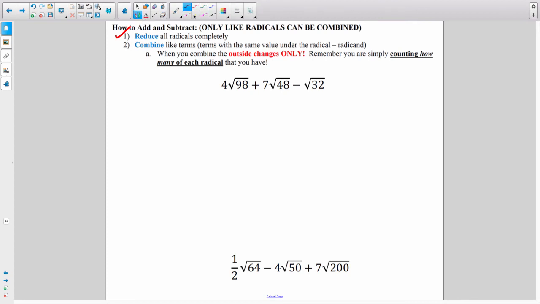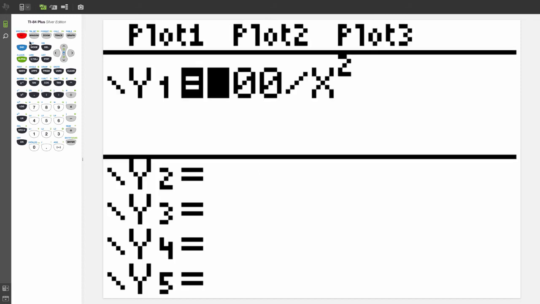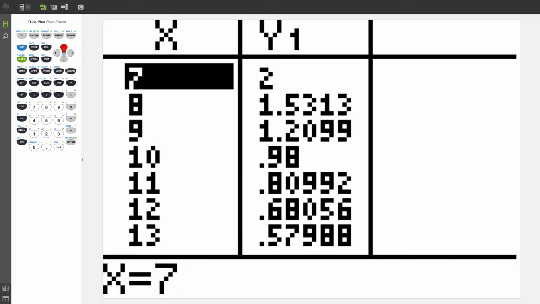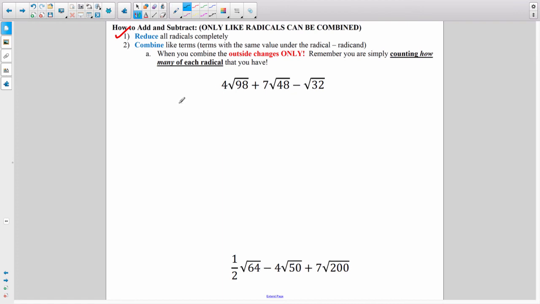All right, so in my calculator, why mess around? Let's just take 98 and find out what it is. Y equals 98 divided by x squared. Okay, second graph. The lowest one I have, 7 and 2. Okay, so let's change this to be 4 times 7 radical 2 plus 7 times, how do we simplify 48?